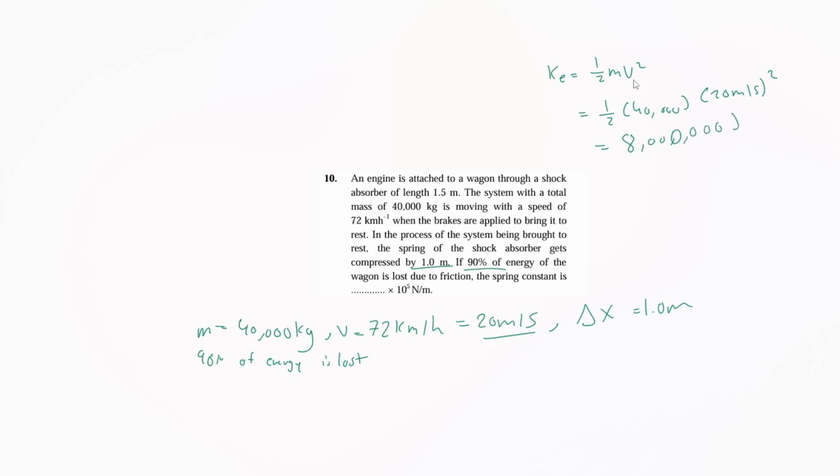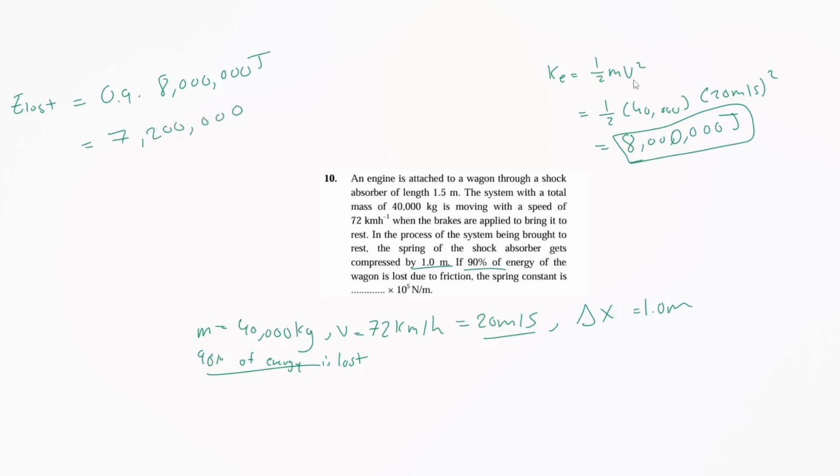8 million joules, all right? So that's the kinetic energy that we have here. Now we know that 90% of the kinetic energy is actually lost to friction, right? So basically we know that the energy lost, I can just write it here, my E lost would actually equal 0.9 multiplied by 8 million. And this would give me an answer of 7,200,000.